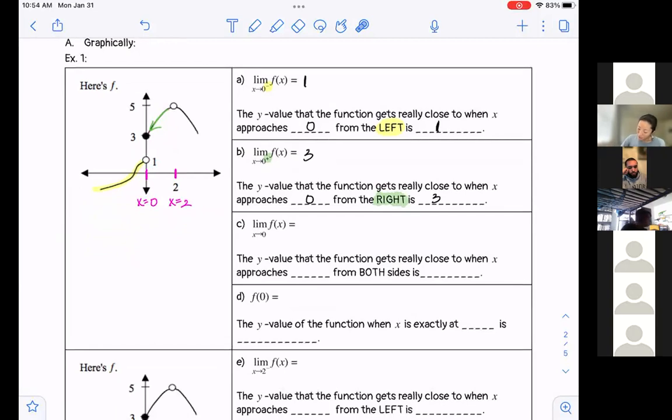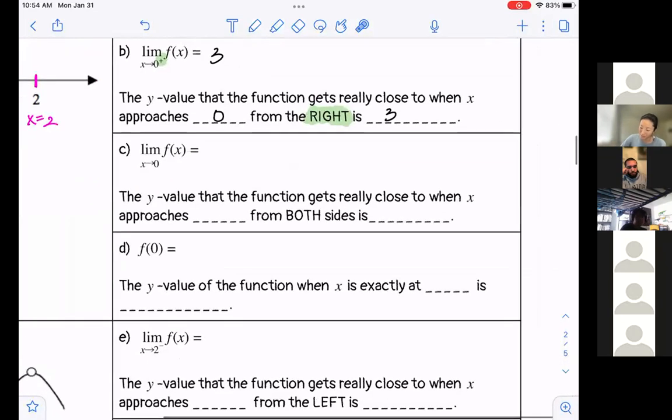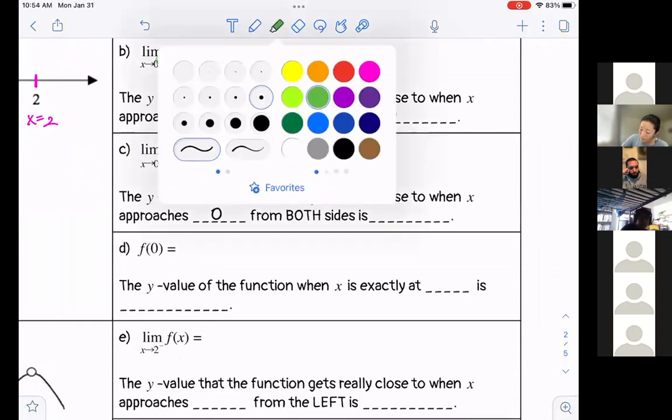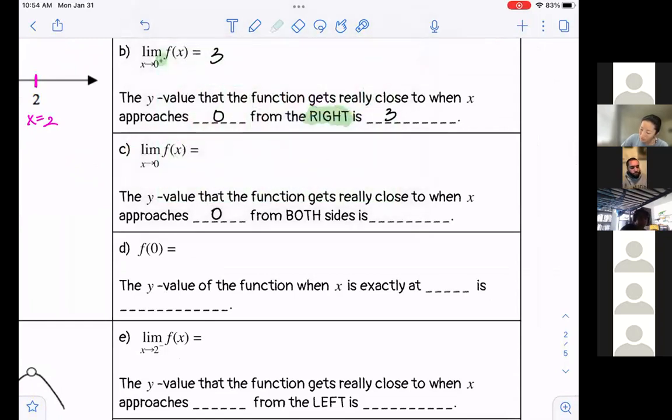Let's take a look at question C. Question C looks almost like the other parts, but this time there's no plus or minus. When there's no plus or minus, it really means the y value that the function gets really close to when x approaches 0. But this time, we're coming from both sides.